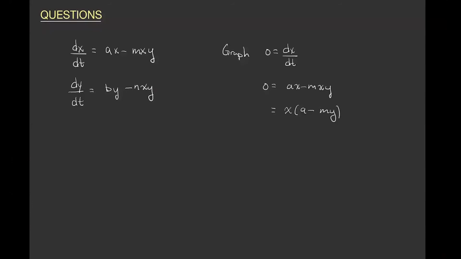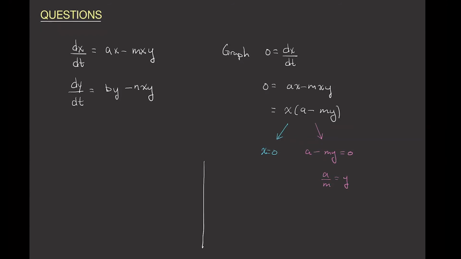And now in order for this to be true, there's essentially two components. You could have the x value be equal to 0. So you could get x is equal to 0. Or you could have the expression in parentheses equal to 0. That would give you, for instance, a minus my is equal to 0. And hence you would get that a divided by m is equal to y. You can then graph these two lines from this single equation.